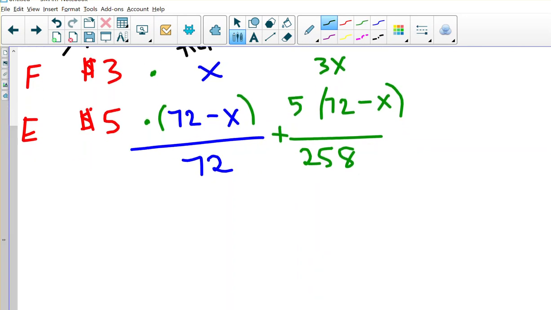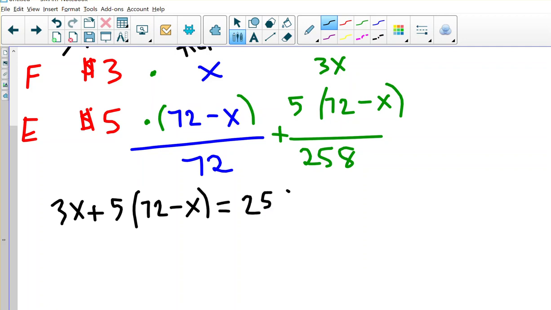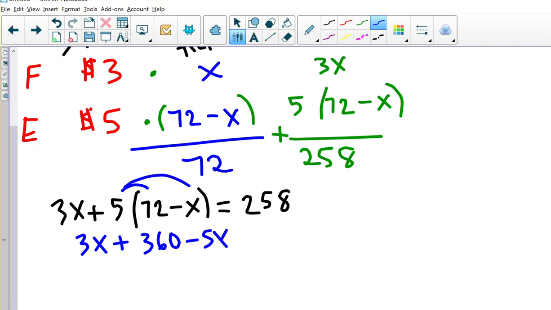So I can rewrite this as 3X plus 5 times (72 minus X), and this will be equal to 258. My first step for an equation like this would be to distribute. So I need to bring down my 3X. 5 times 72 is 360. 5 times negative X is negative 5X.